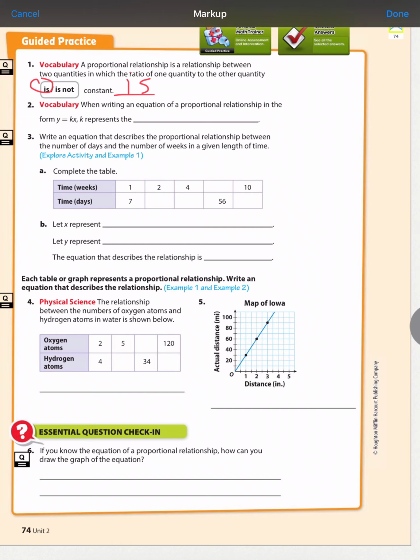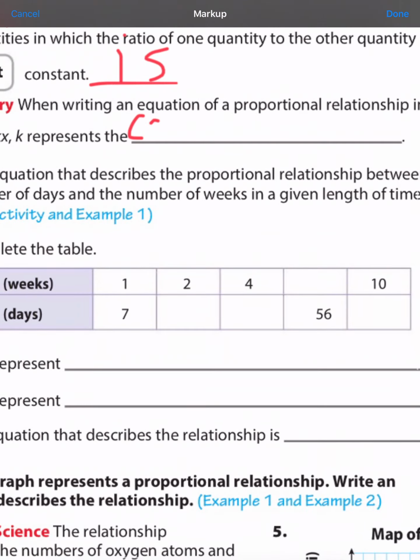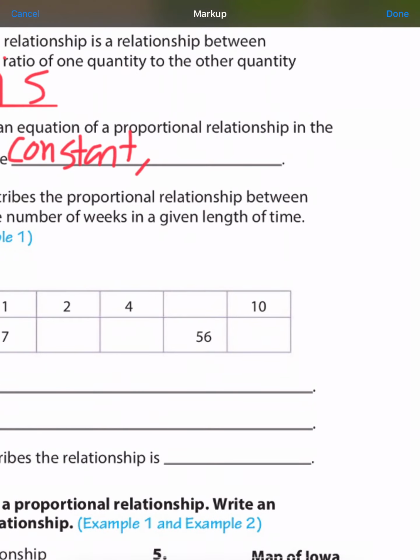Number 2 says, when writing an equation of a proportional relationship in the form y equals kx, k represents the constant. But remember, we also talked about that it also represents slope.